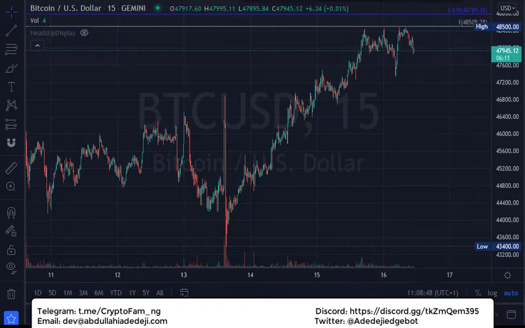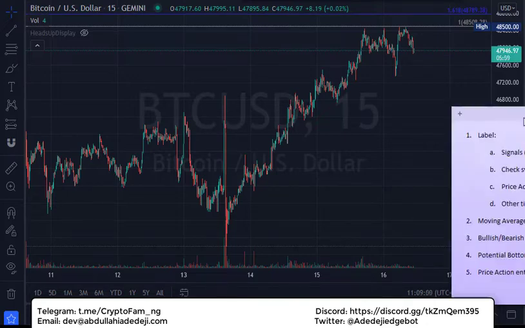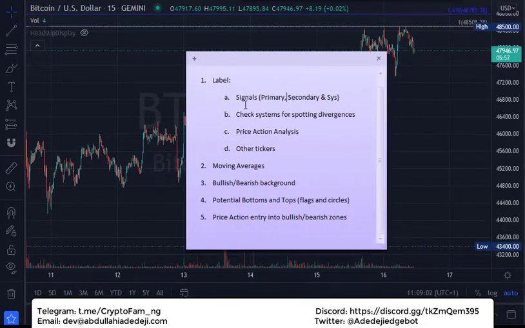Hello traders, today we'll be looking at heads-up display. We'll be checking out the different features, what they mean and how to use them. I'll structure this video by following these bullet points. We'll first look at the label, the different parts of it, then we'll look at the other parts that we can see on the chart.